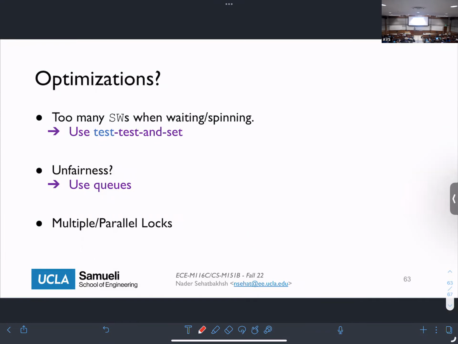Right? So you're basically doing a very, very wasteful thing, but the hardware doesn't know that. The hardware just sees this store words. So what we are proposing is to do the test first. If the log is not even equal to 0, then just don't do the swap. Do the test and then do the test and set.